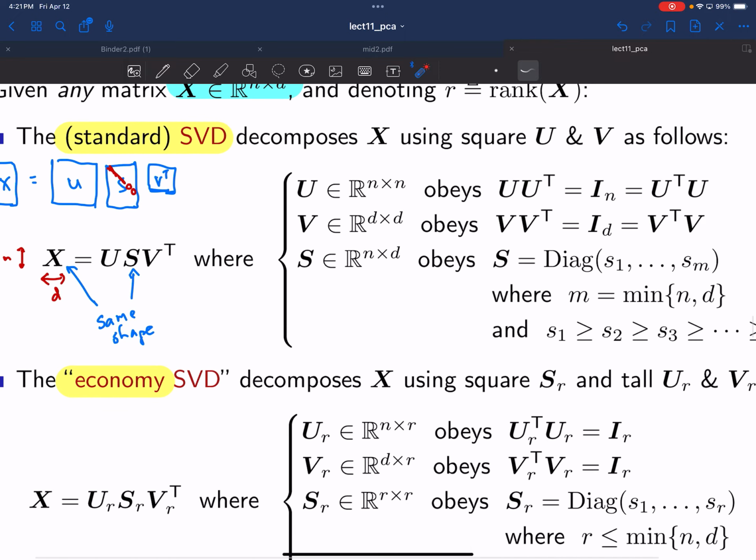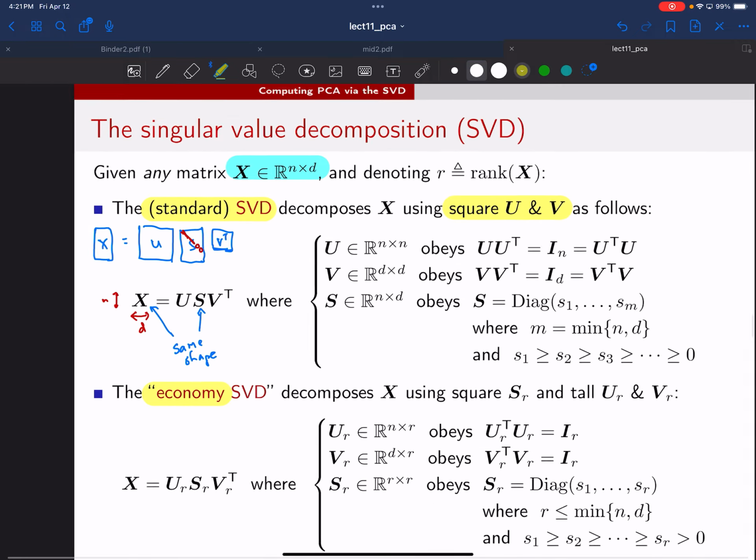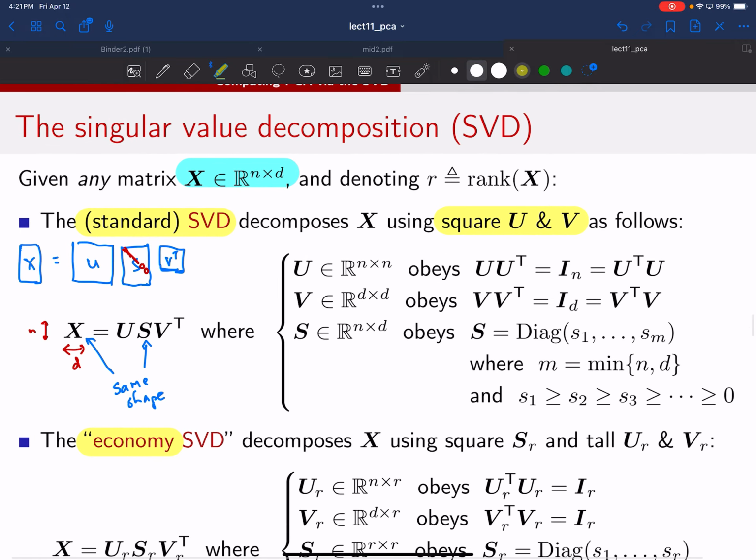Okay, so this is the standard SVD, square U and V. Any questions on the standard SVD?